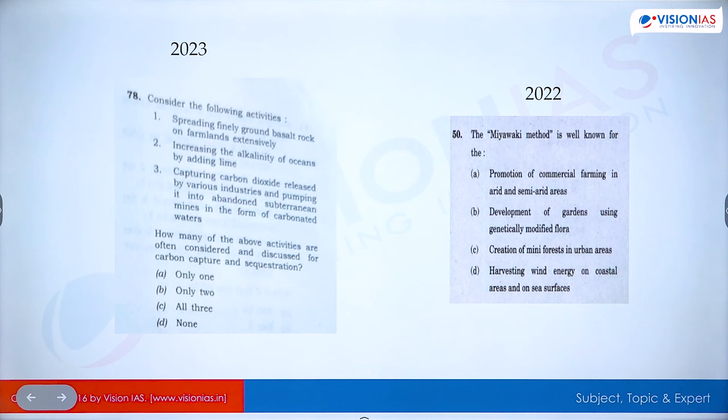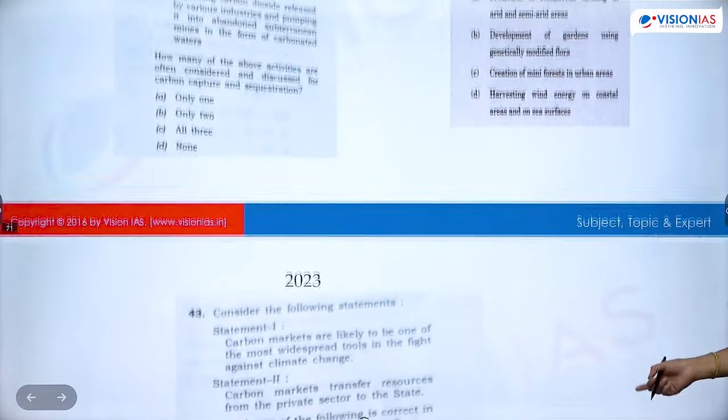This is why I told you to write the question that what are the different techniques of carbon sequestration. हो सकता है अगले साल चार और नई टेक्निक पूछ ले, ठीक है, क्लियर, ओके.